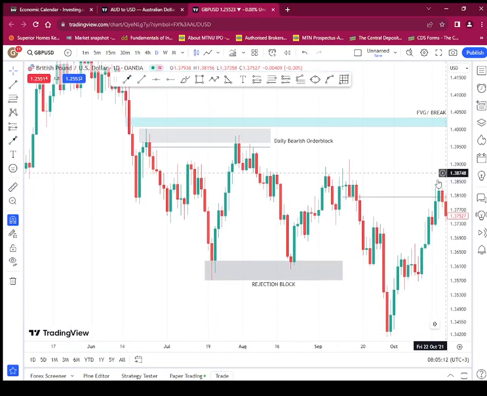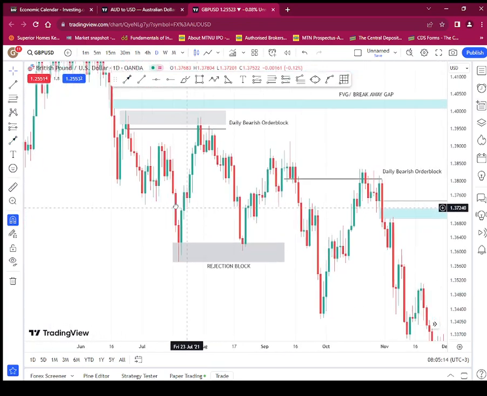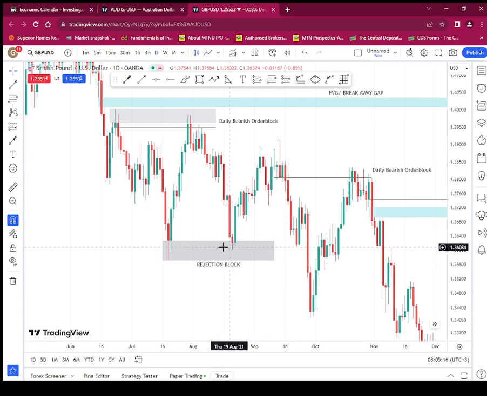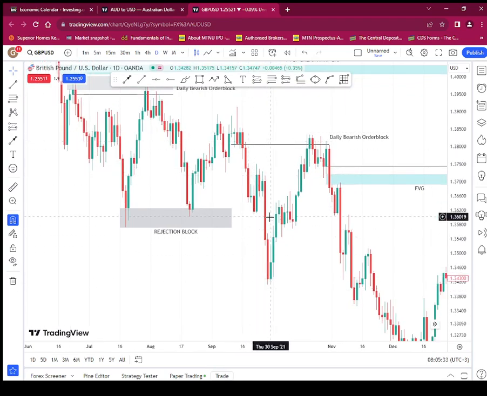That's a rejection block. Then the market got to another rejection block down here, but at a very discounted area. Then the market pushed back up into what? Another order block right here. The market reacted to that, then broke structure to the downside.